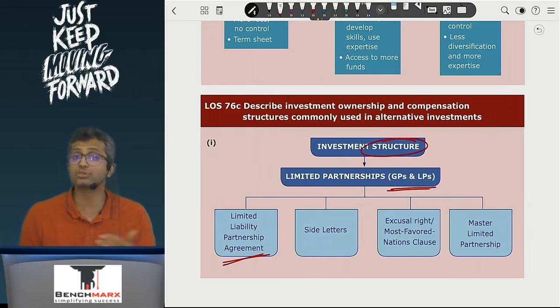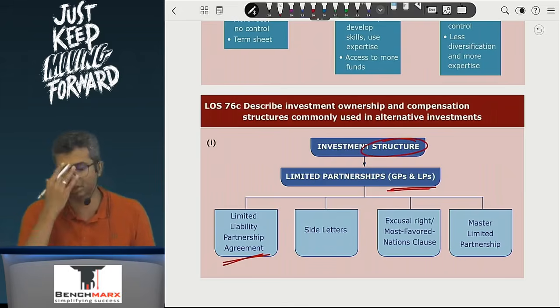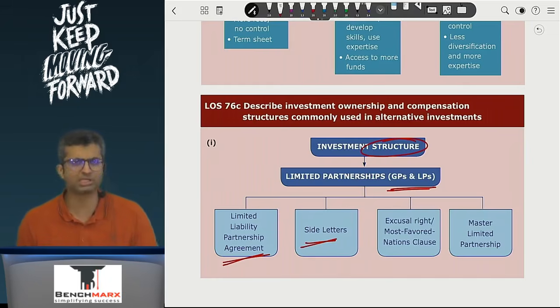However, the terms may not be uniform for all the partners. If there are special terms for certain special partners, then for those you will execute something called a side letter, where apart from the standard limited partnership agreement, certain special terms which are affecting you will be mentioned. Terms like excusal right or most favored right for a particular investor can be mentioned over here.